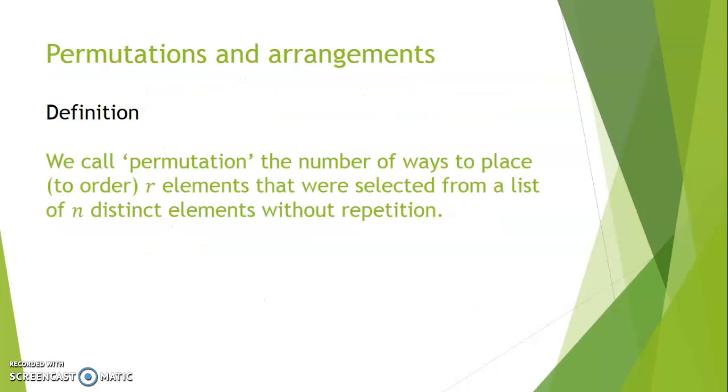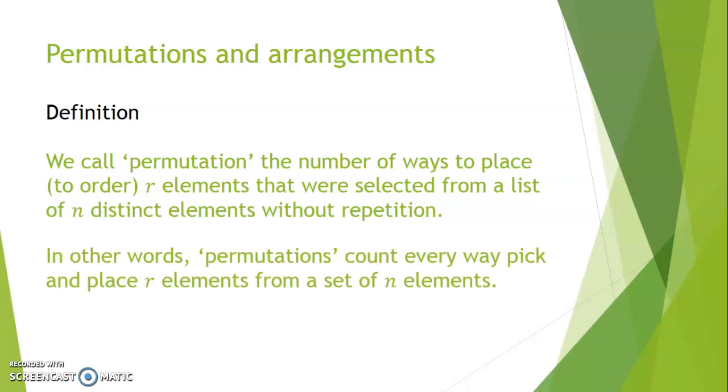As a second step, we can define a permutation. So we call permutation the number of ways to place or to order r elements that were selected from a list of n elements without repetition. So in other words, permutations count every way we can pick and place r elements that were taken from a set of n elements. I'm assuming, obviously, that r is no bigger than n.